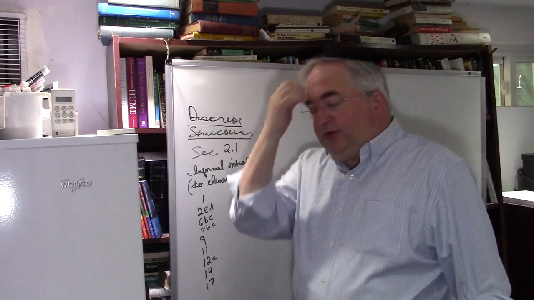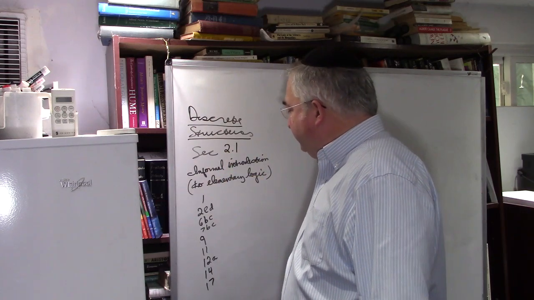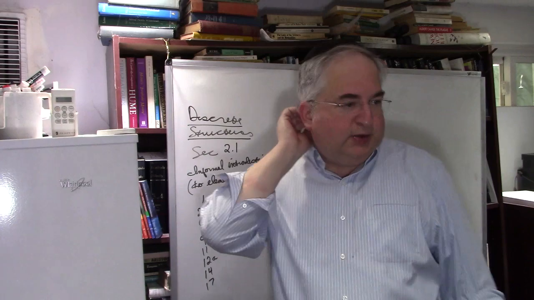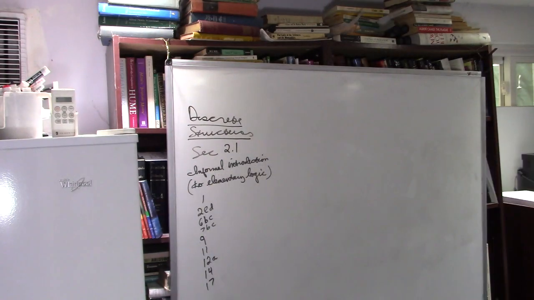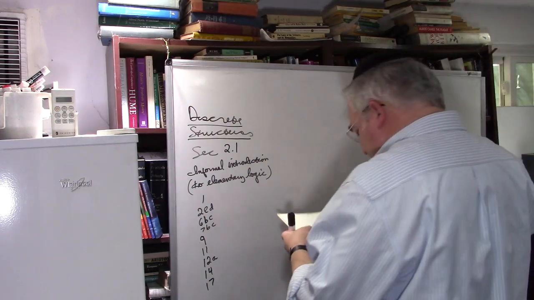Hi, this is Discrete Structures. We're doing the homeworks for section 2.1. It's an informal introduction to elementary logic. Lots of word problems from that. Okay, great. So they start off with the following.